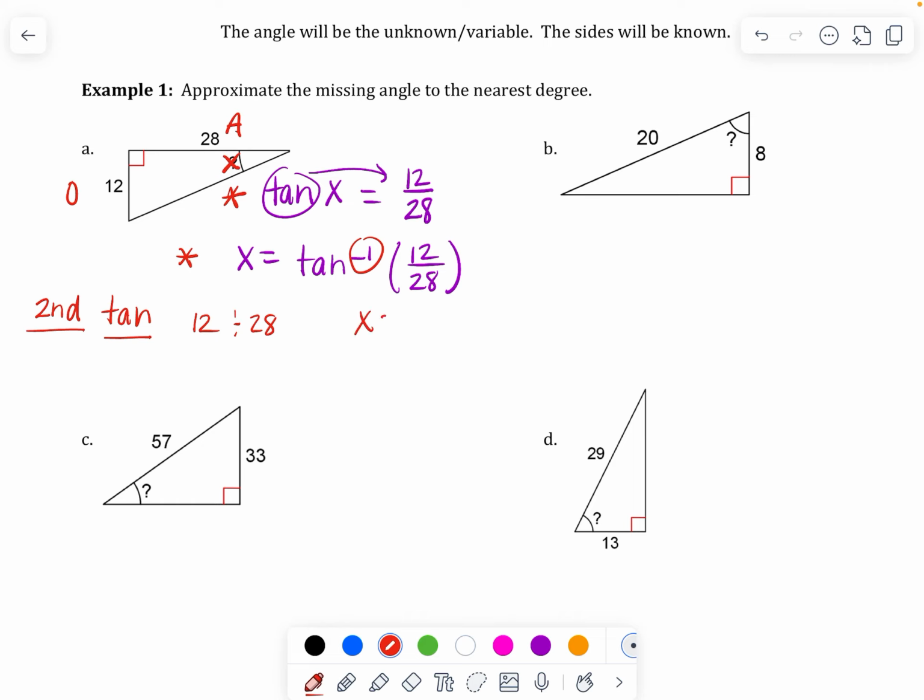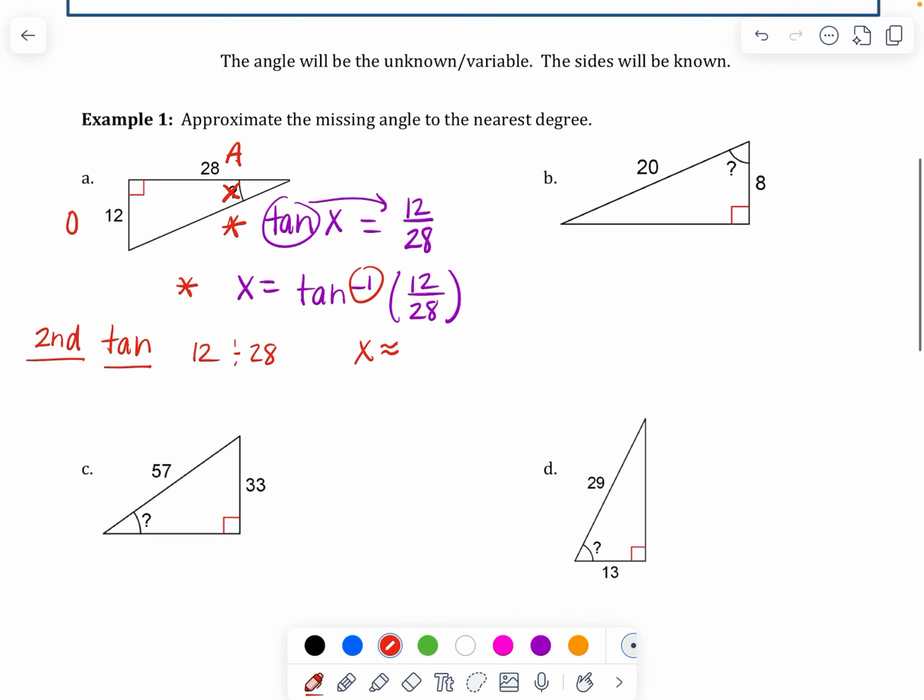If you do that correctly, your x will be approximately, now you can state it as 23.2, but if you notice the directions, it says to the nearest degree. That actually means they want it to the nearest whole number. So 23 degrees would be what the directions are telling us to say. If you write it as 23.2, rounding to the nearest tenth, like you're used to doing from the last section, that's also okay. But I'm going to round them all to the nearest whole number like the directions tell me.